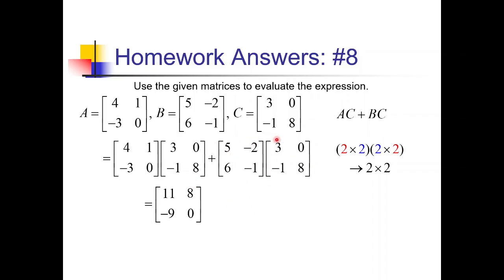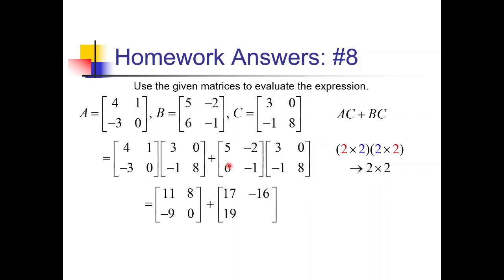So we've got 5 times 3 is 15, and then negative 2 times negative 1 is plus 2, so 15 and 2 is 17. Next we have 5 times 0 is 0, and negative 2 times 8 gives me negative 16 for that. Down for my second row now, 6 times 3 is 18, and then negative 1 times negative 1 is plus 1, so 18 plus 1 is 19.